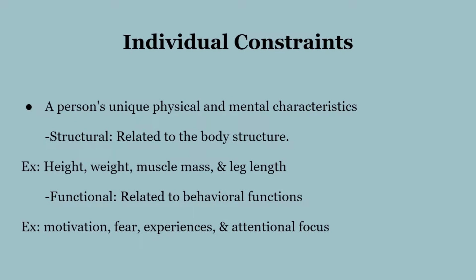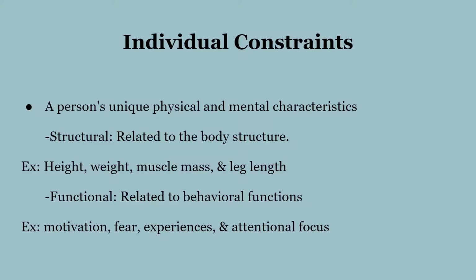So first we have individual constraints, which is a person's unique physical and mental characteristics. Within the individual constraints, we also have two types of individual constraints. First is structural, which is related to the body structure. For example, how tall a person is, the weight, the muscle mass, and leg length, and all these things could be constraints because, for example, in basketball, if I'm a certain height, I might have a certain advantage versus if I were a little shorter. And this is a structural constraint, which is related to physical body parts.